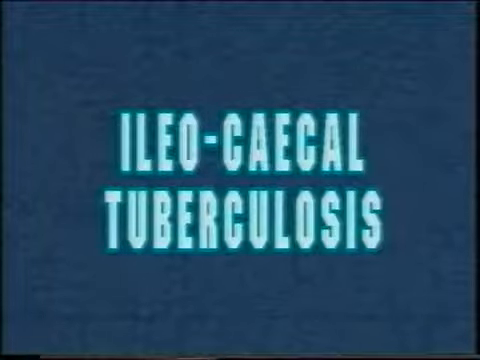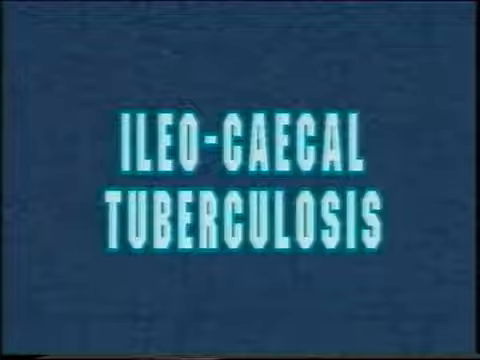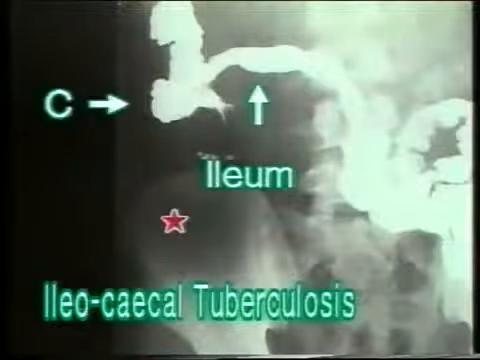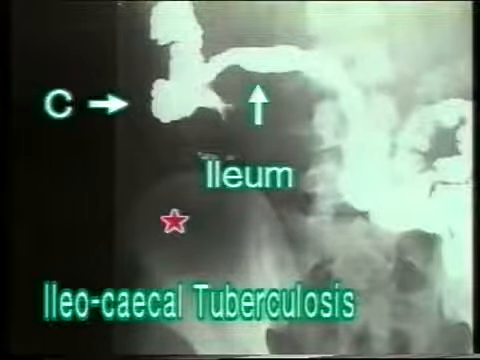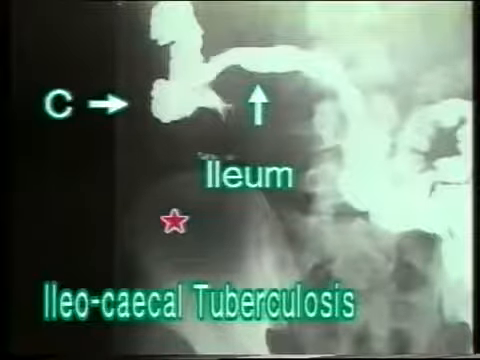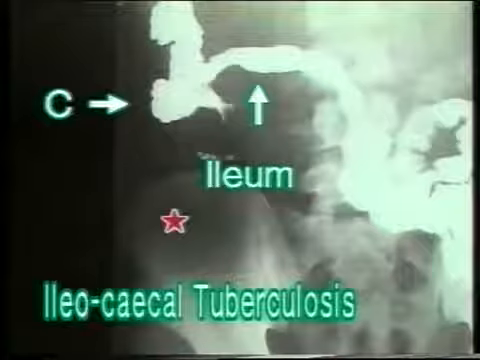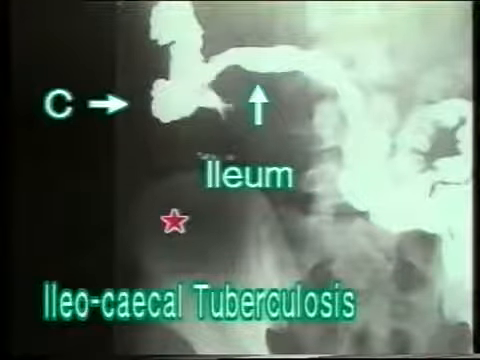Ileocecal tuberculosis is a common cause of pain and lump in the right iliac fossa and often an intestinal obstruction. This X-ray shows a contracted conical cecum which is pulled up due to fibrosis of the mesocolon to a much higher level from its normal position indicated by the red star.